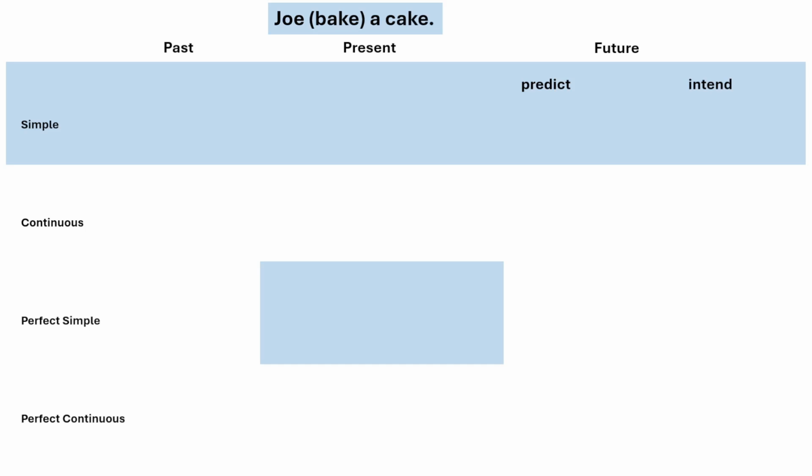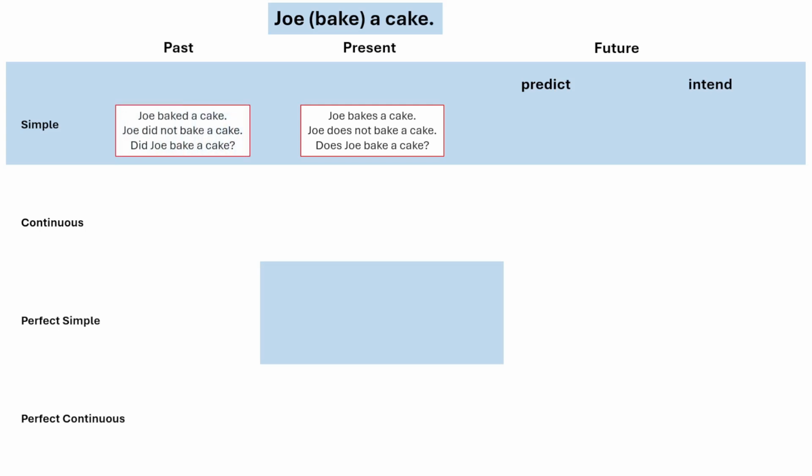Let's take another example. Joe bake a cake. Bake is the verb that's going to carry our tense. So in the simple present, we'd say Joe bakes a cake. Joe does not bake a cake. And does Joe bake a cake? In the past, we've got our d. So Joe baked a cake. Joe did not bake a cake. And did Joe bake a cake?